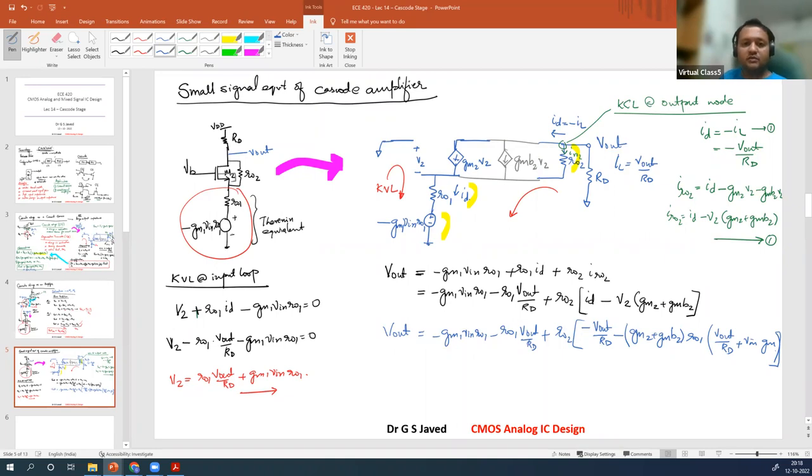So how do you simplify? You'll have to do a lot of simplification here, right? Club all the Vin terms. So what are the Vin terms here? This is one Vin term. No Vout, no Vout, no Vout. There's only one Vin here. So look at the Vin terms in essence. Vin GM times RO1 times (GM2 plus GMB2) times RO2 plus GM1 Vin RO1. So this is going to be the complete Vin term. Right? So Vin is going to be minus GM1 RO1.